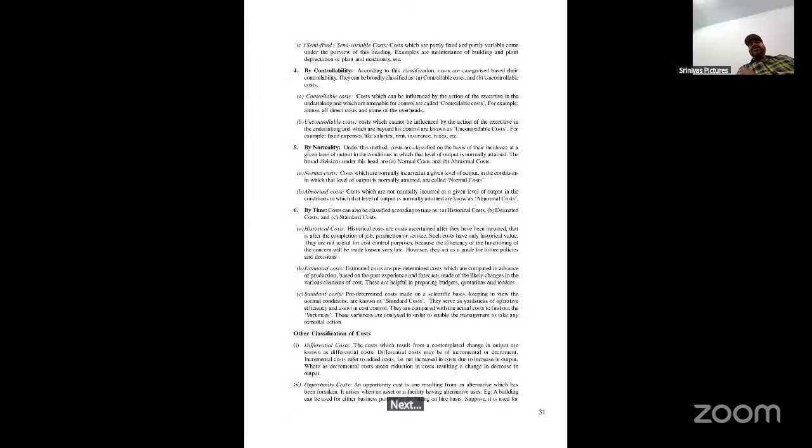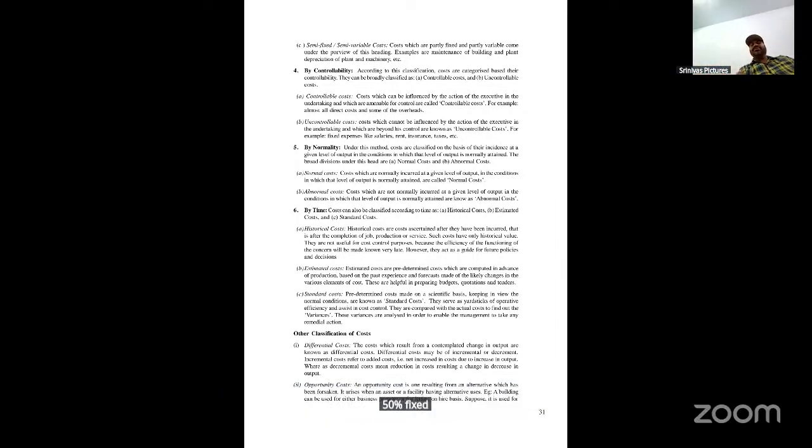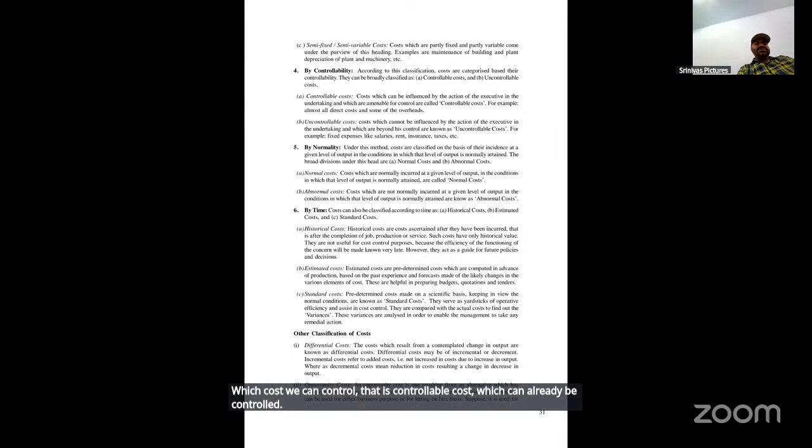Next one is by controllability. It is very simple. Semi-fixed cost means what? 50% fixed, 50% variable. Controllability means which cost we can control, that is controllable cost. Which cannot be controlled, uncontrollable cost. Simple. Okay.